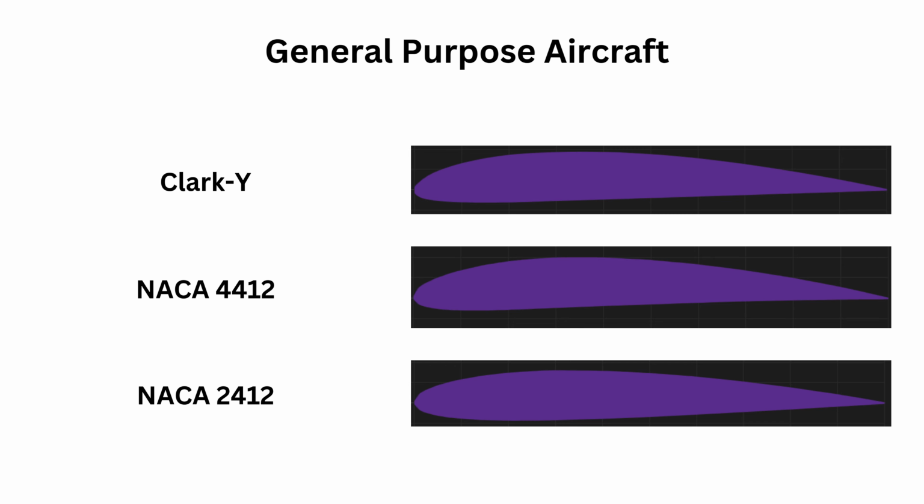For general purpose aircraft, the Clark Y airfoil and its variants are a common choice. Other common general-purpose airfoils are the NACA 14412 and NACA 2412.